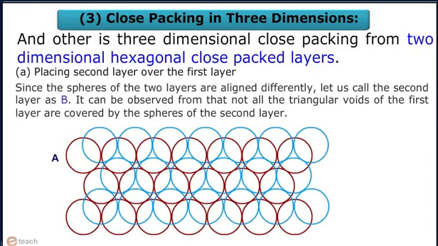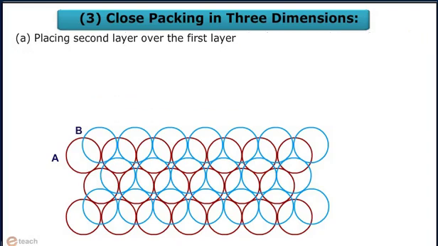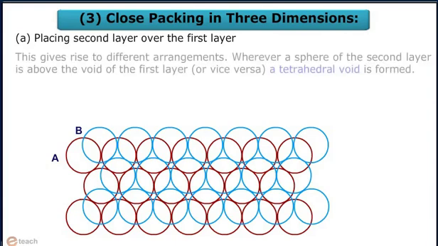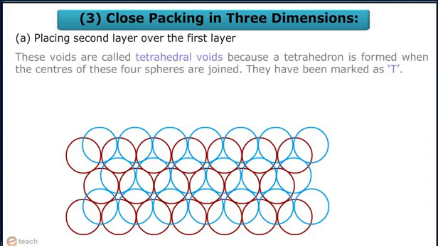Since the spheres of the two layers are aligned differently, let us call the second layer B. It can be observed that not all the triangular voids of the first layer are covered by the spheres of the second layer. This gives rise to different arrangements. Wherever a sphere of the second layer is above the void of the first layer, or vice versa, a tetrahedral void is formed. These voids are called tetrahedral voids because a tetrahedron is formed when the centers of these four spheres are joined. They have been marked as T.